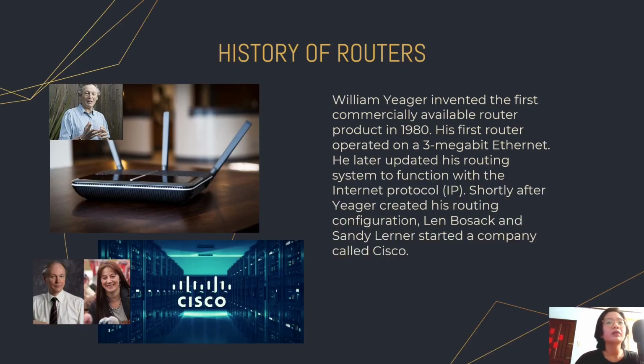History of routers. William Yeager invented the first commercially available router product in 1980. His first router operated on a 3 megabit Ethernet. He later updated his routing system to function with the Internet Protocol, or IP. Shortly after Yeager created his routing configuration, Len Bosak and Sandy Lerner started a company called Cisco.